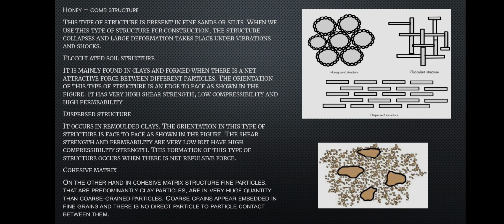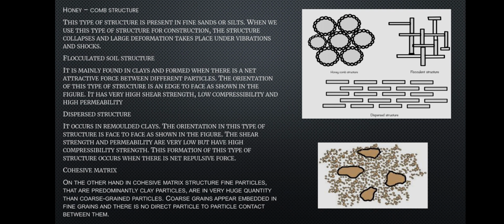Second one is flocculated soil structure. It is mainly found in clays and formed when there is a net attractive force between different particles. The orientation of this type of structure is edge to face as shown in the figure. It has high shear strength, low compressibility and high permeability. So this type of structure is formed when there is an attractive force between the different particles. Also the orientation is edge to face as shown in the figure. It is important to note that it has very high shear strength, low compressibility and high permeability.